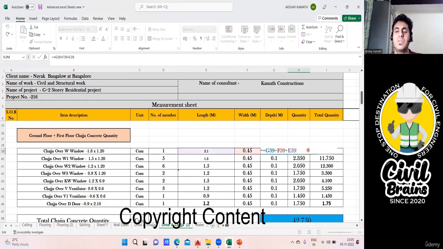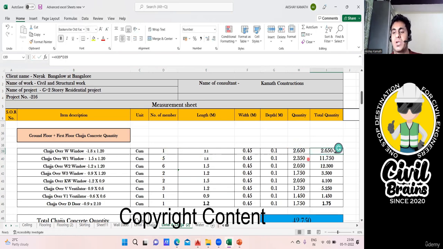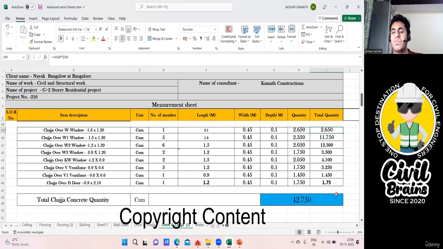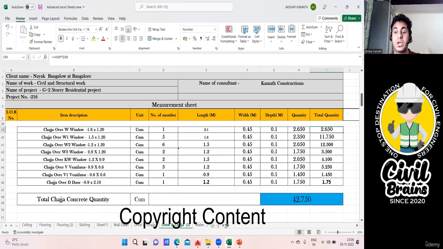Now quantity will be very simple. How do you find the quantity? 2.1 into 0.45 into 0.1 will give me 0.0945. But in total quantity, make sure you're multiplying quantity into number, because there is a variation in the number. That's it. Finish. I got one quantity. I dragged it everywhere. So my total Chajja concrete quantity is almost 42.750 cubic meter. This much concrete is required if I want to do the casting of all my Chajja. Finish. Ground floor, first floor, done and dusted.